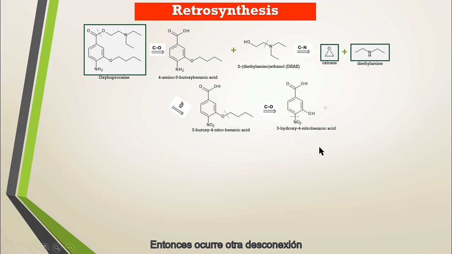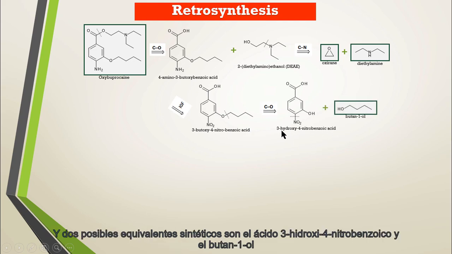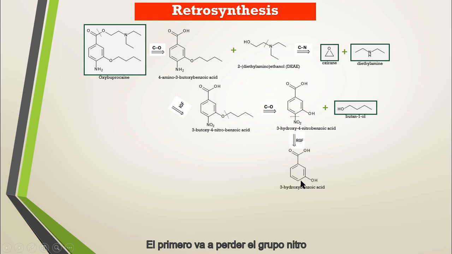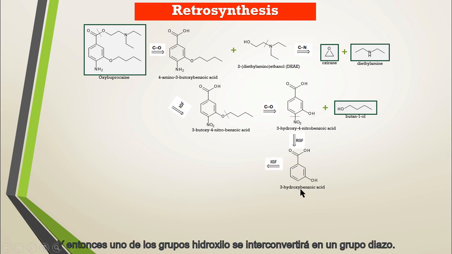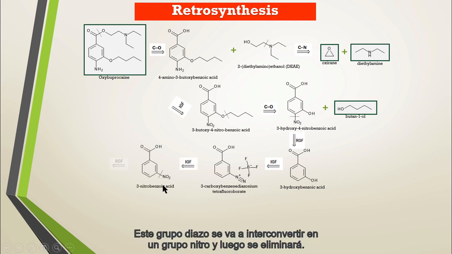Then another disconnection happens, and two possible synthetic equivalents are the 3-hydroxy-4-nitrobenzoic acid and butan-1-ol. The first one is going to lose the nitro group, and then one of the hydroxy groups interconverts to a diazo group. This diazo group will interconvert to a nitro group, and then it is going to be removed.